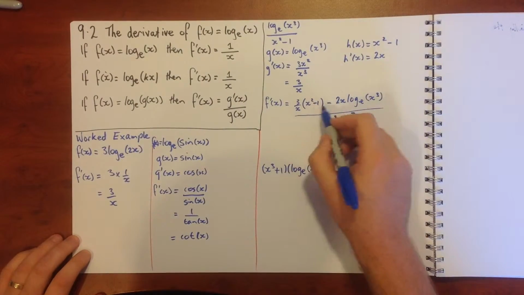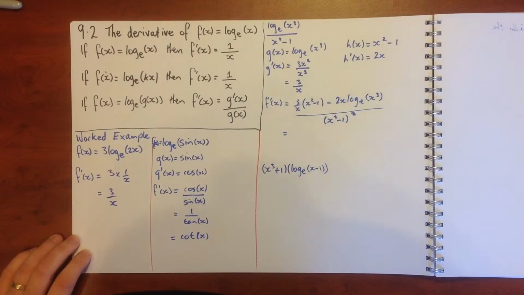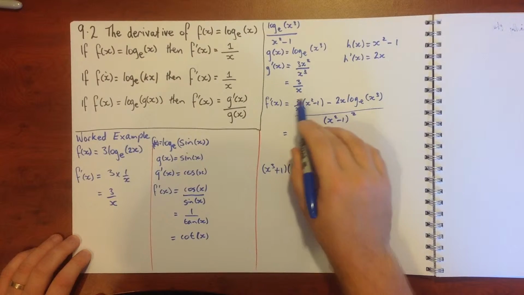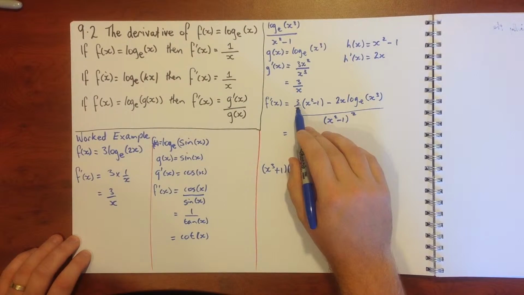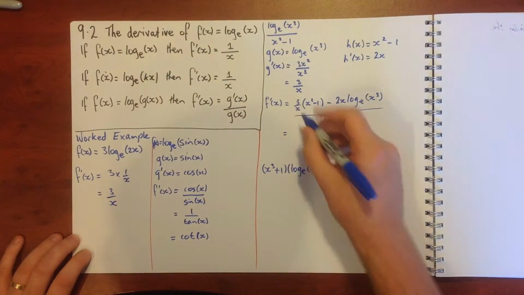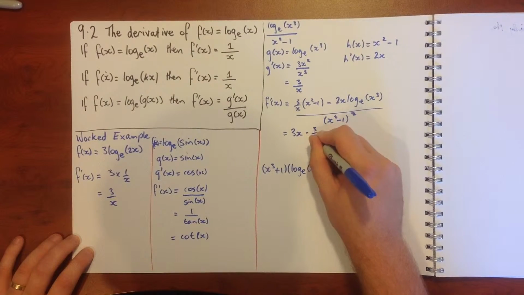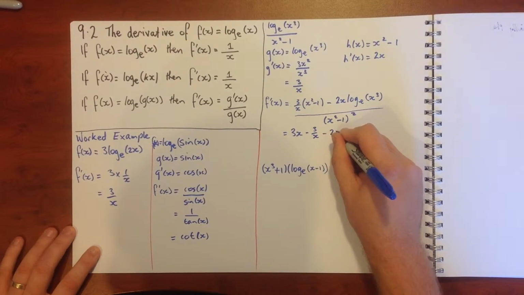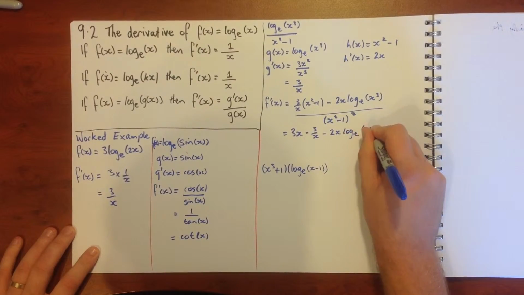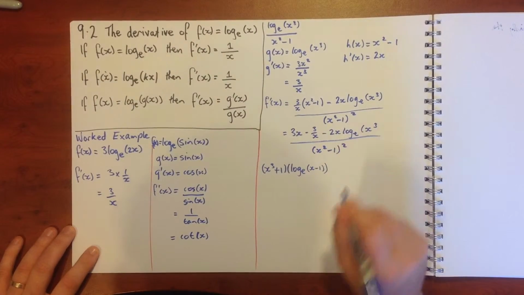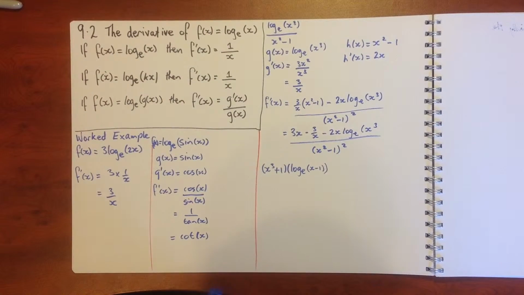They do multiply out this bracket here, so when we do that, we're going to be left with 3x for the first bit, because we've got 3 on x out the front. Just making sure I haven't missed anything there. Nope, they've made a little mistake. So it's going to be 3x take 3 on x, minus our 2x log to the base e of x cubed, on x squared minus 1 squared. And now we'll finish that one off.